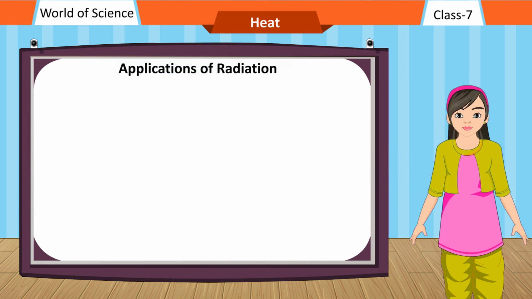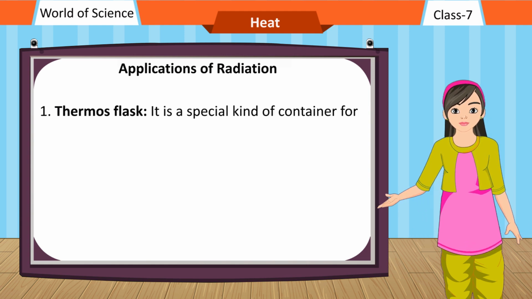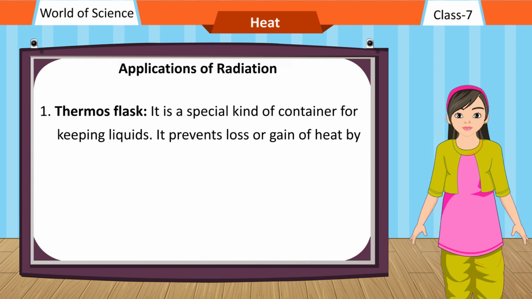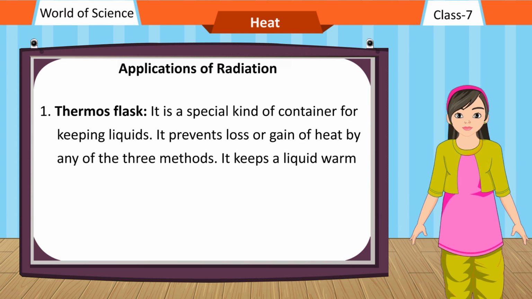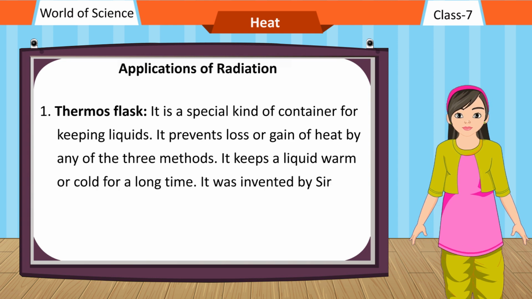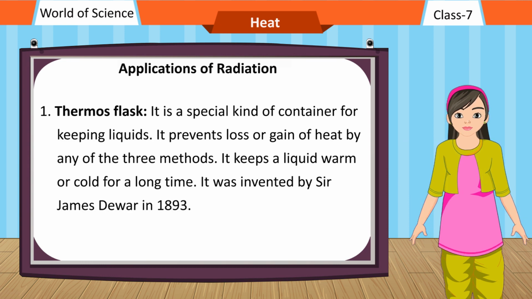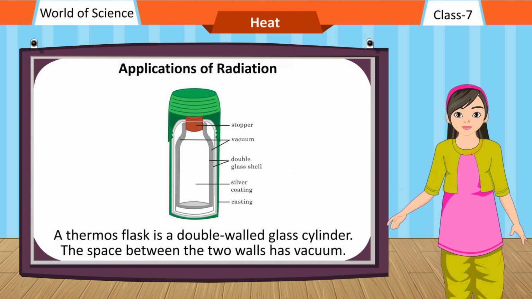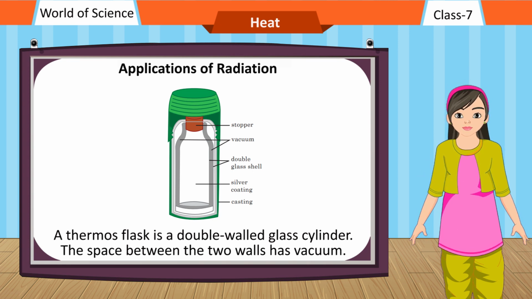Applications of radiation. Thermos flask. It is a special kind of container for keeping liquids. It prevents loss or gain of heat by any of the three methods. It keeps a liquid warm or cold for a long time. It was invented by Sir James Dewar in 1893. A thermos flask is a double-walled glass cylinder. The space between the two walls has a vacuum.